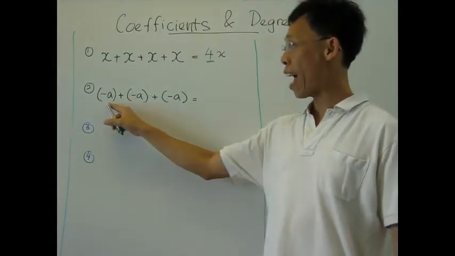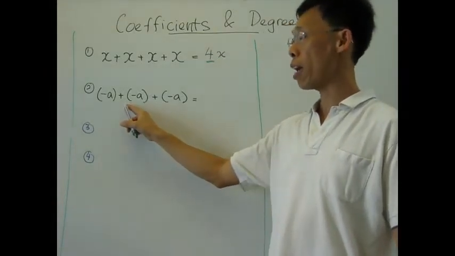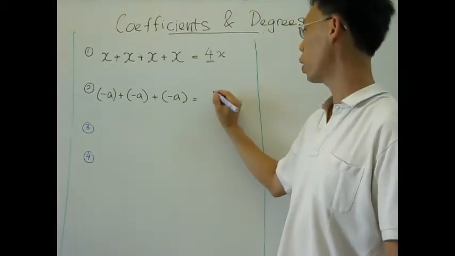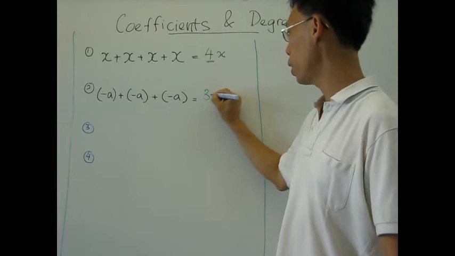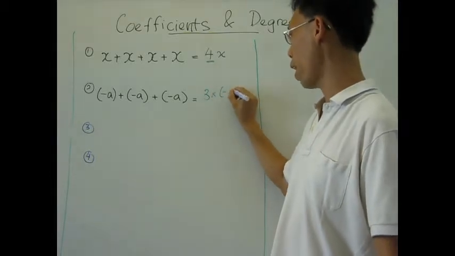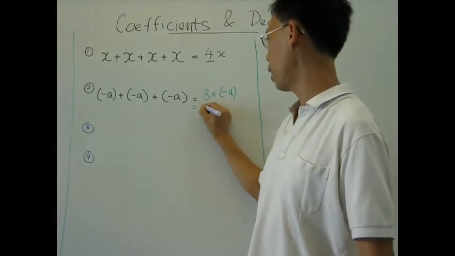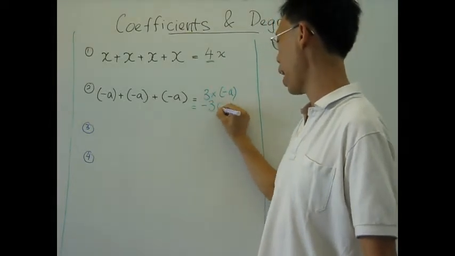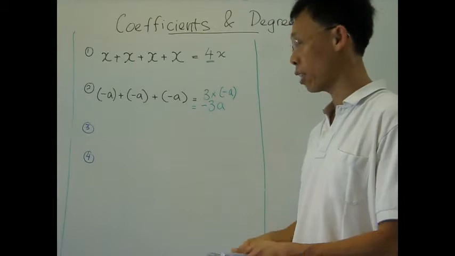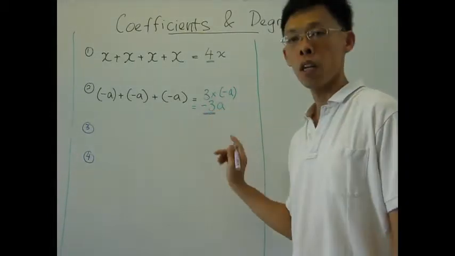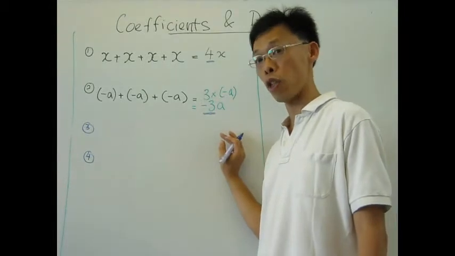And if you have negative a plus negative a plus negative a, 3 times of negative a, we will simply write 3 times of negative a. This is usually written as negative 3a. And in this particular case, the coefficient is negative 3. So, can you guess what's the definition of coefficient?